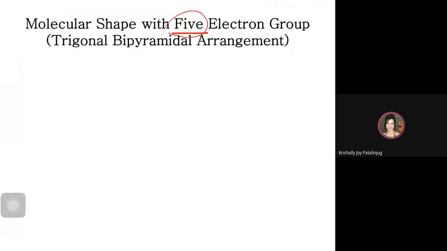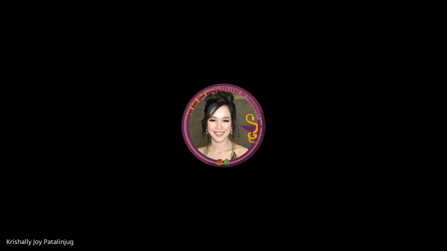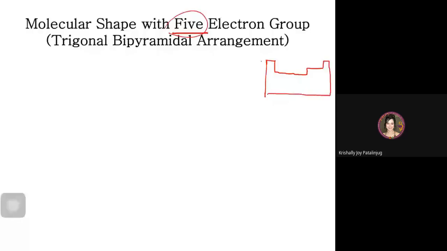Okay? Why do the atoms in period 3 usually have a 5 or 6 electron group arrangement? Recall, those in period 3 are atoms with d orbitals. For example, this is a periodic table, hypothetical. Period 1, 2, 3. The 3 there will serve as the highest energy shell of an atom.